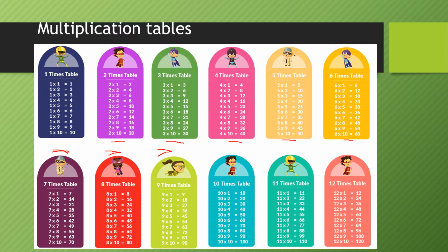So like that you can remember. Okay, close your eyes and do it. 2 times 1 is 2. 2 times 2 equals 4. 2 times 3 equals 6. 2 times 4 equals 8. 2 times 5 equals 10. 2 times 6 equals 12. 2 times 7 equals 14. 2 times 8 equals 16. 2 times 9 equals 18. And 2 times 10 equals 20.